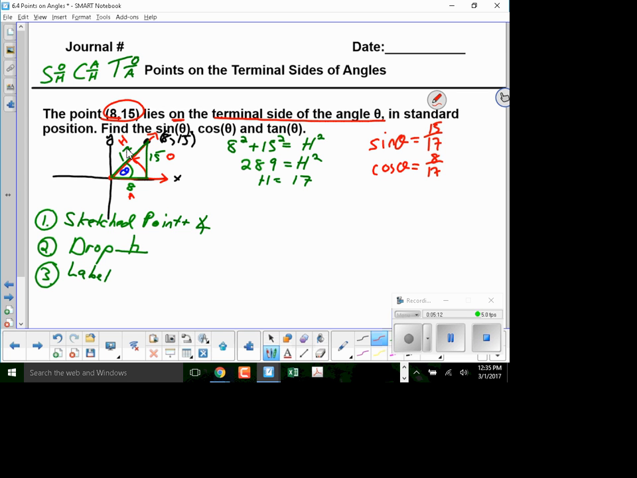Anybody want to raise their hand and take a shot at the tangent? Take a shot at the tangent, anybody? Be brave. What's the tangent? Jack, what do you think? 15 over 8. 15 over 8. It's the opposite over the adjacent. So the tangent is 15 over 8.